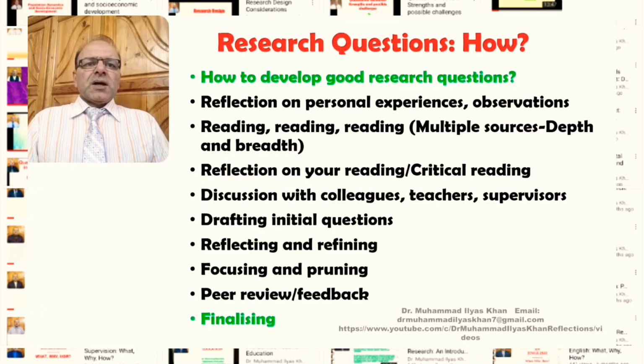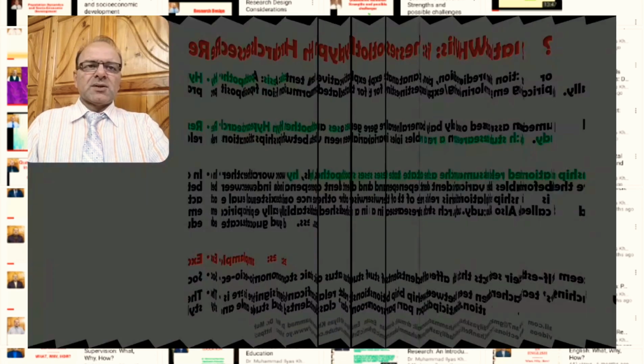We move on to further elaborate on the how questions related to research questions, that is, how to develop good research questions. So in order to develop good research questions, we need to reflect on personal experiences or observations. Similarly, reading, and actually a lot of reading, in-depth reading will help us in finding research questions. Similarly, reflections on our reading, that actually means critical reading, discussion with colleagues, teachers, supervisors, drafting initial questions, reflecting and refining, focusing and pruning of those questions, and similarly getting peer review or feedback, and lastly finalizing. So this is the general process of developing research questions.